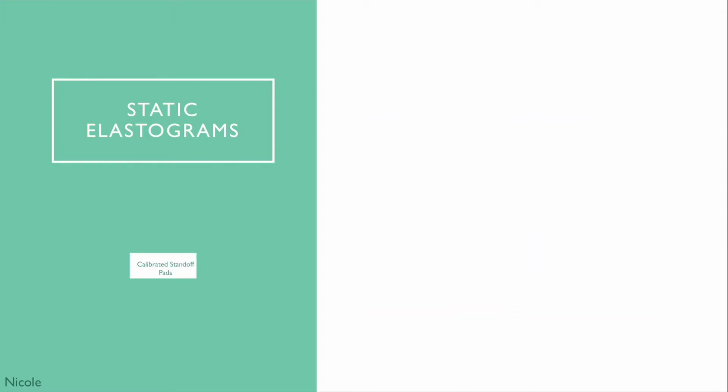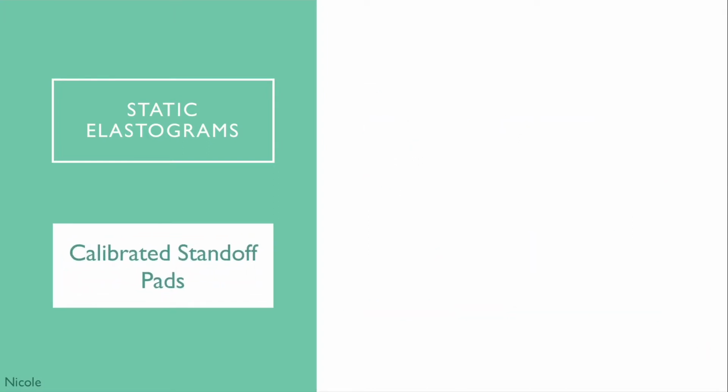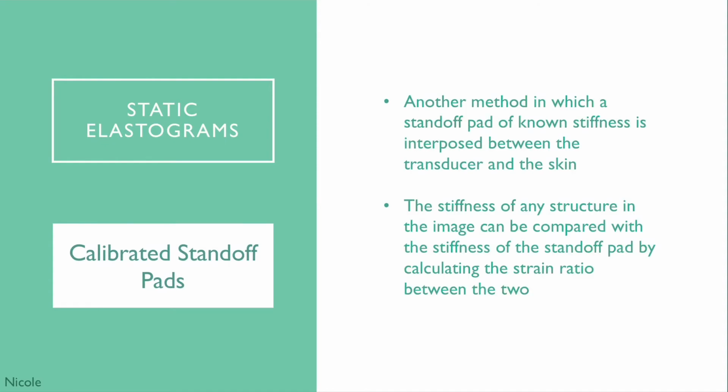The last method is using calibrated standoff pads. This is where we use a standoff pad of known stiffness and insert it between the transducer and the skin. When elastography is performed, the stiffness of the structure in the image can be compared with the stiffness of the standoff pad by calculating the strain ratio between the two. This method has not become as popular due to the fact that third parties have to manufacture standoff pads that contain internal scattering while controlling the stiffness of the material, and the stiffness of the pad may differ depending on how it is fixed to the patient or transducer.